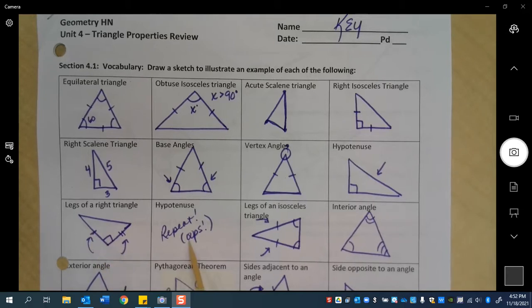Here's a repeat for you. It's a free space. Your legs of an isosceles triangle are going to be the 2 sides that are congruent, that are opposite of the congruent angles.